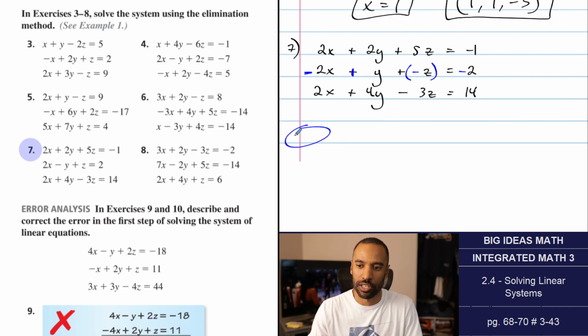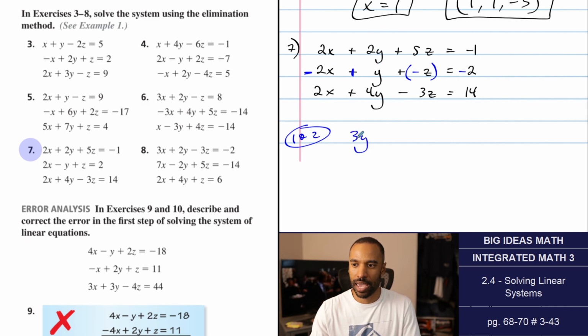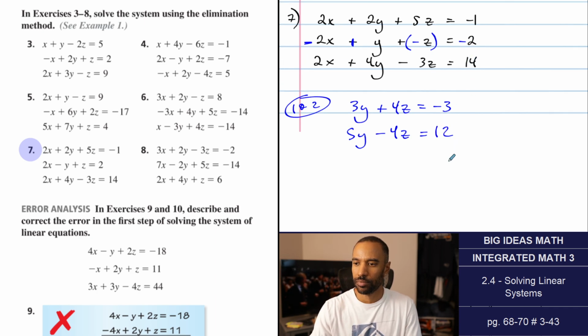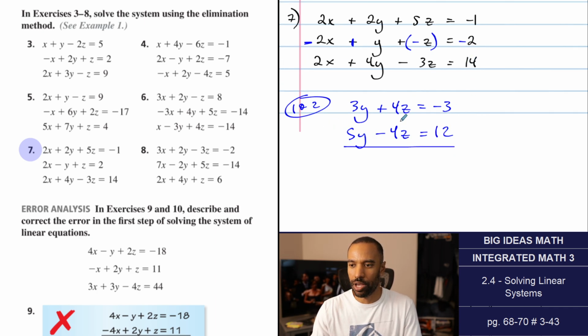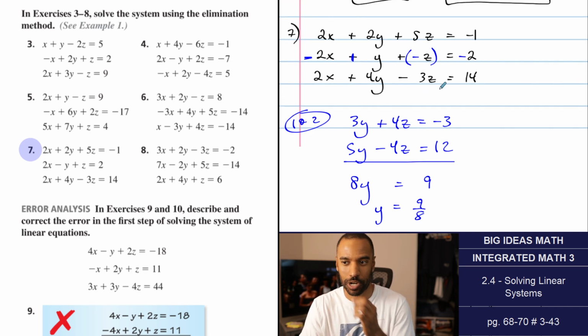So equations 1 and 2 will combine to become eliminated. This becomes 3y plus 4z equals negative 3. And then equations 2 and 3, these eliminate. You get 5y minus 4z equals 12. So when you combine things here, look, these eliminate cleanly as well. That's nice. So you get 8y equals 9, so y equals 9/8. I didn't do anything wrong numbers-wise, so I'm going to trust that that's the right answer. If fractions are what they are, we're good.